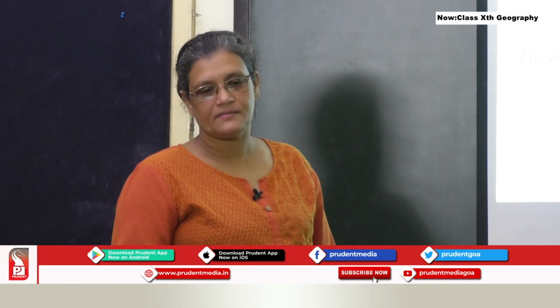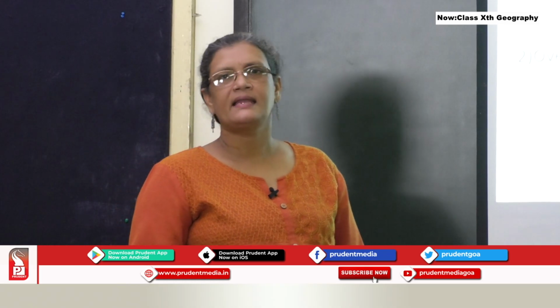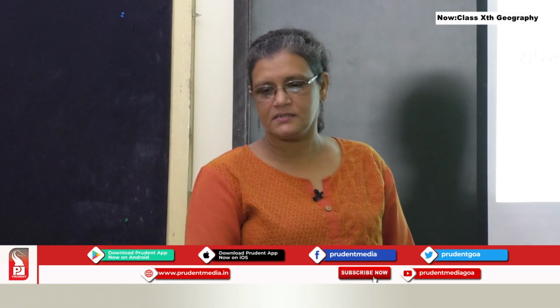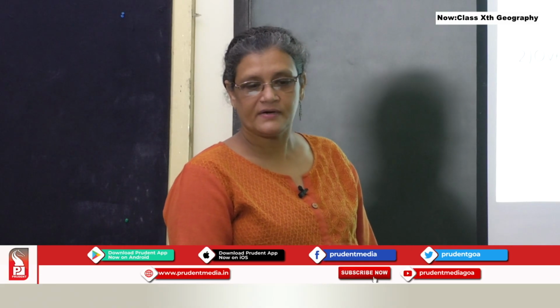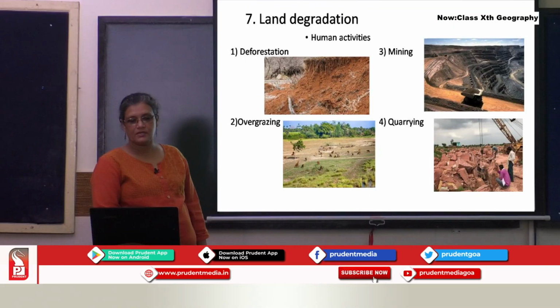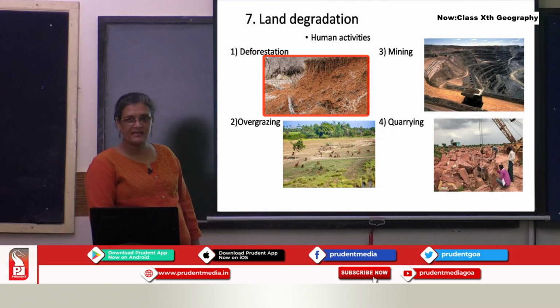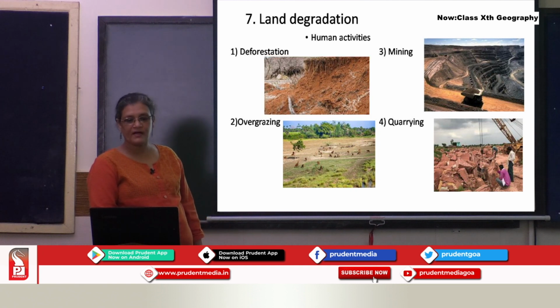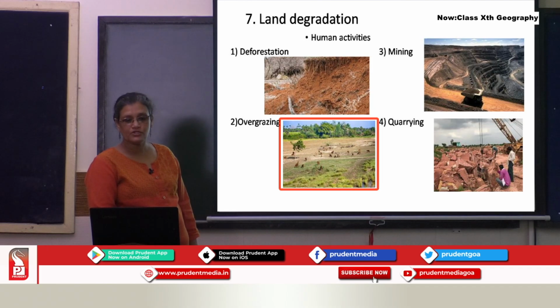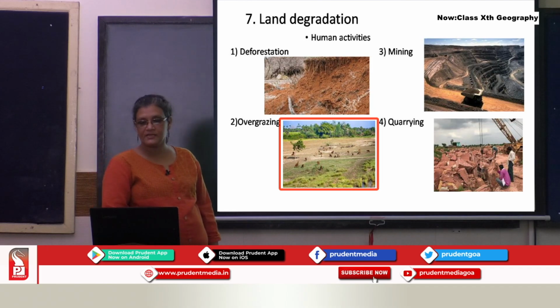And the last point is land degradation. How does land get degraded? First of all, we have got a lot of human activities. First, deforestation. You can see how much of land, there is a landslide here because there is no tree cover. Overgrazing, you will not find any trees growing because there is soil erosion taking place here because of overgrazing.